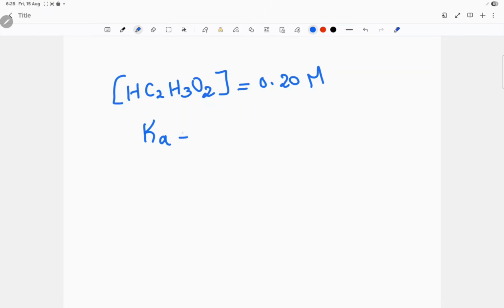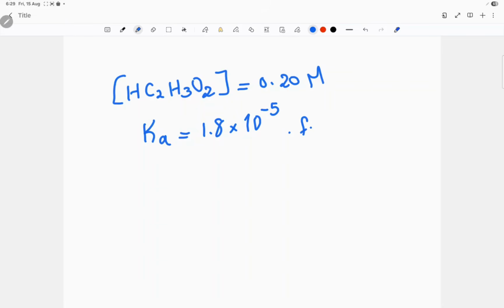Something like HC2H3O2. It's a weak acid. Let me give you its concentration, which is 0.20 molar. Let me give you the Ka, which we call the acid dissociation constant, 1.8 times 10 to the power of negative 5. Ka is used for weak acids, Kb for weak bases.